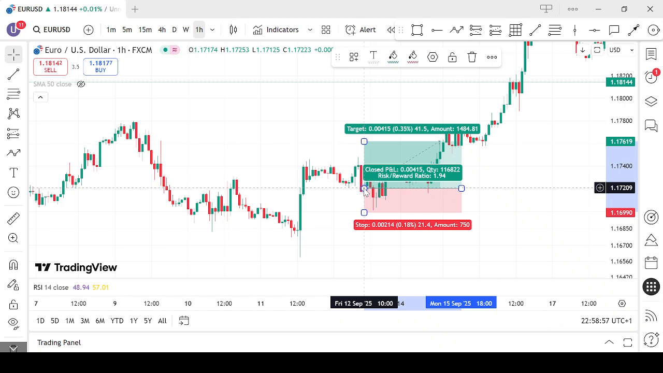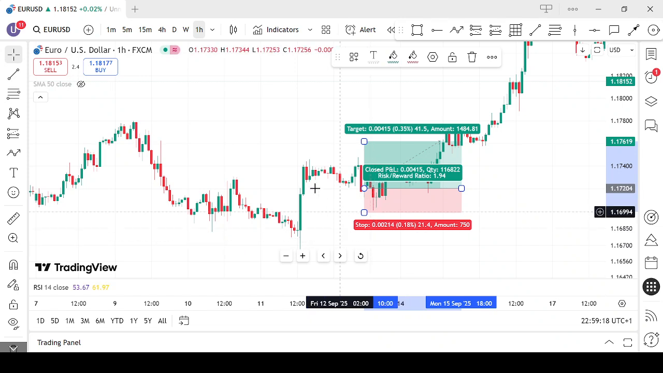So it will help you to manage your lot sizes and calculate it so that you don't risk more than expected from your $100 account. There are a lot of position size calculators that you can find online, so you just need to get one and make use of it for your position size calculation.